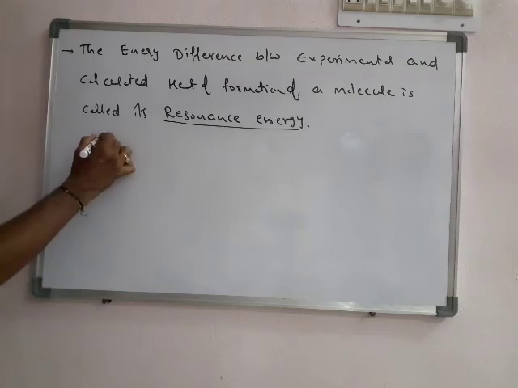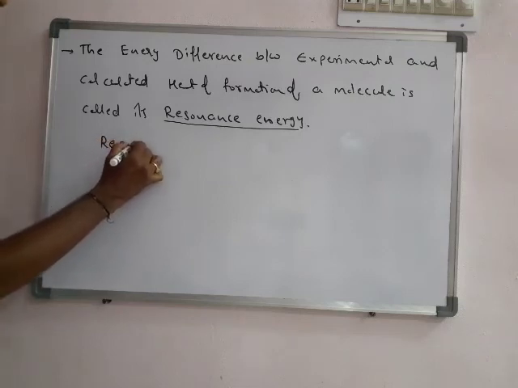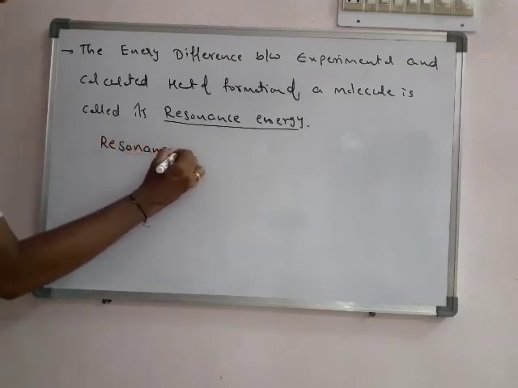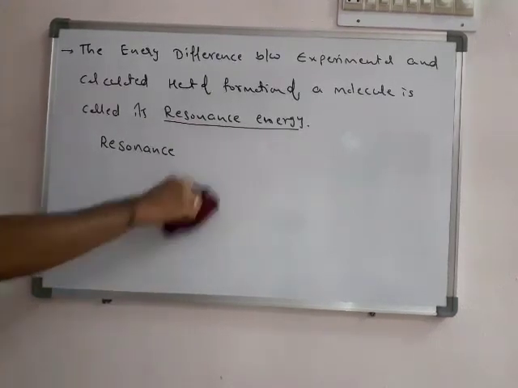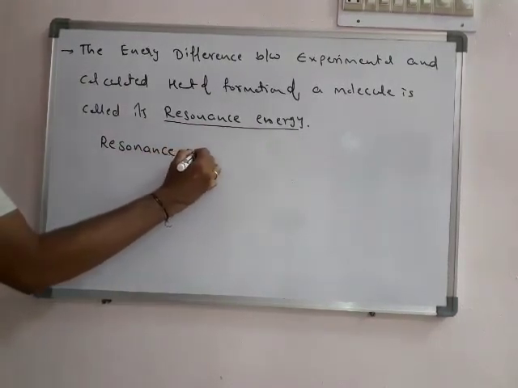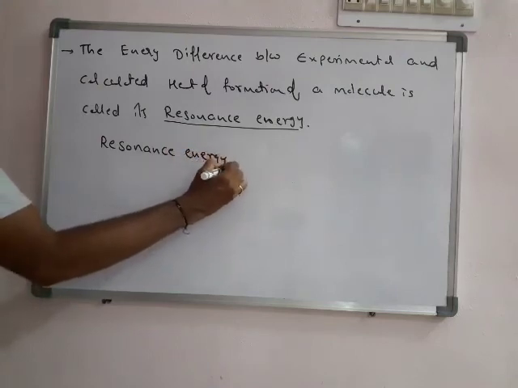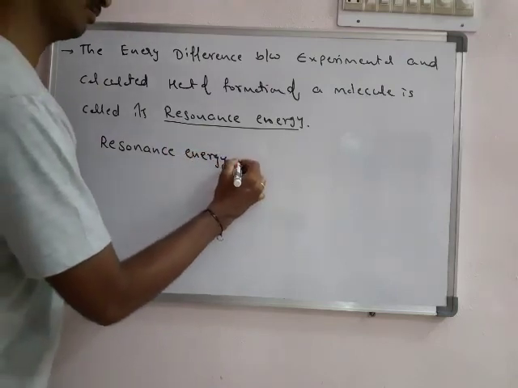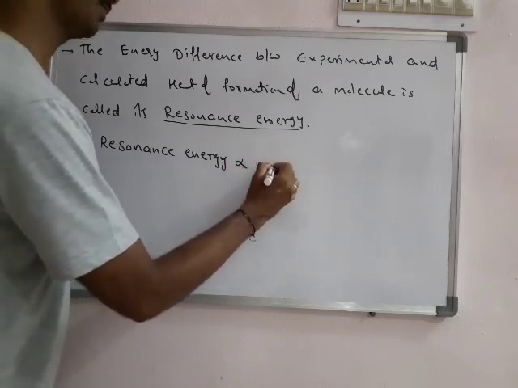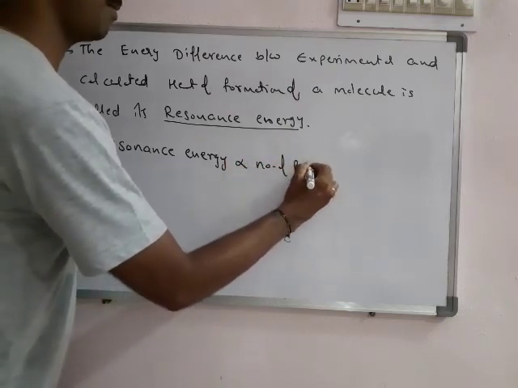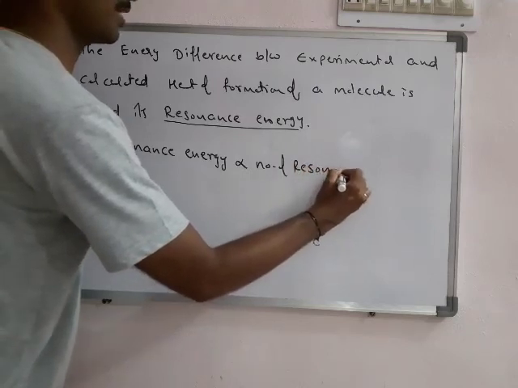So we can write a few terms. Resonance energy is proportional to the number of resonance structures.